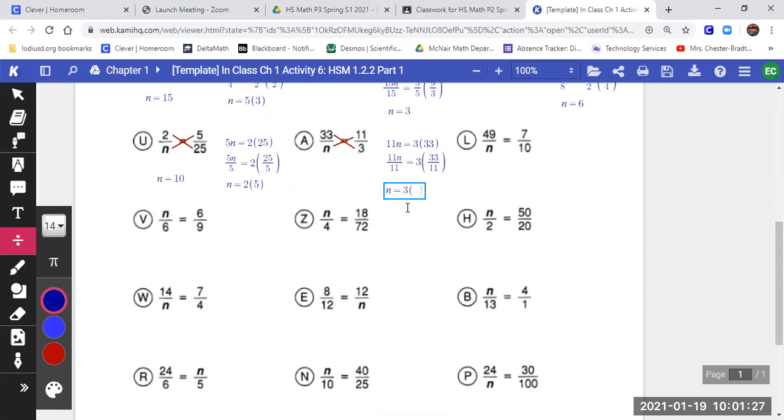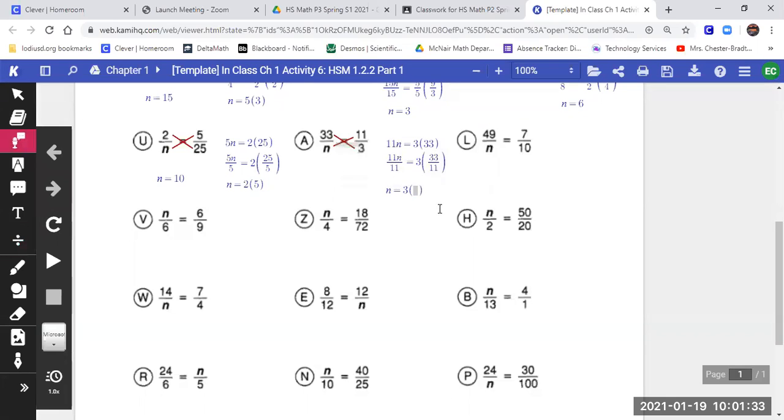33 divided by 11 is what number? Another 3. Okay. 3 times 3. Not 2, 3. So what does our n have to equal then? N equals 9. Do not skip steps.